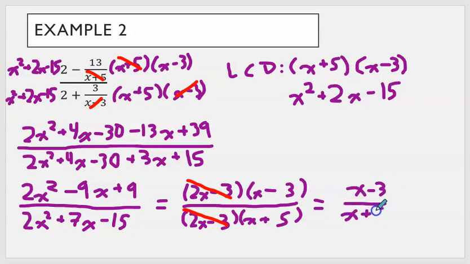So that's it for our examples on how to simplify compound fractions. It's a lot of the same work we've been doing once you get down to this point, combining like terms and factoring, but dealing with the fractions inside of fractions. That's the focus of this lesson.